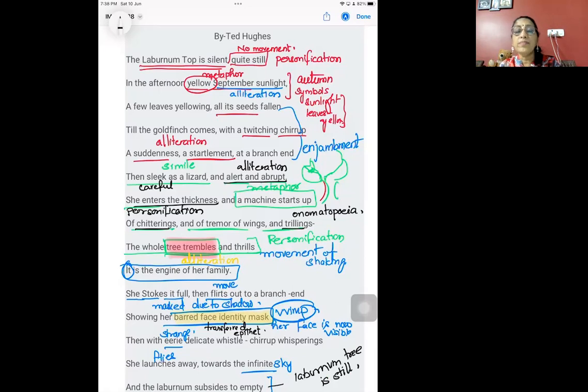This is the poem, The Laburnum Tree. The poem has lots of what you call as symbols, और इसमें एक तो ये जो barred face mask है वो कई बार आया हुआ है. She is the engine वाला जो है वो कई बार आया हुआ है.